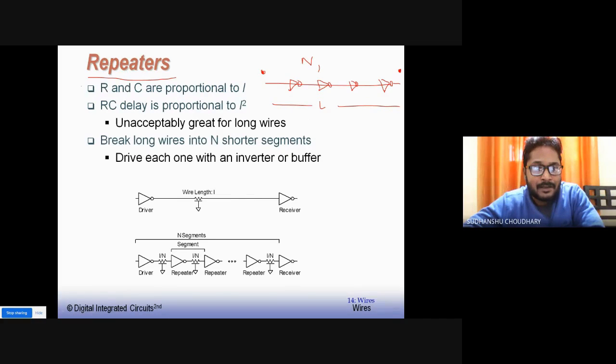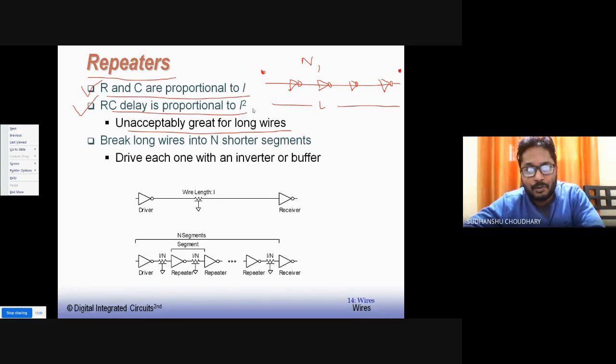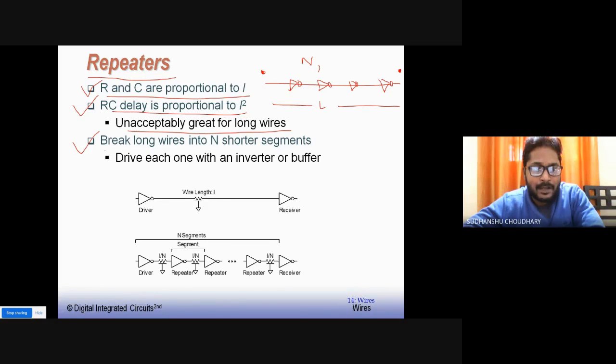In fact, let us read this point first. First, it says that R and C are proportional to L. The second point says RC delay is proportional to L square. We had already seen using the Elmore delay model formula also that RC delay was proportional to L square. So RC delay will be unacceptably large for long wires. Since the delay increases quadratically, it will be unacceptably large for long wires. That is why one has to think about breaking long wires into n shorter segments.